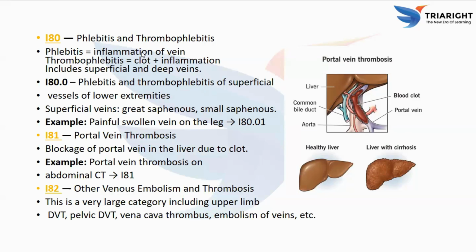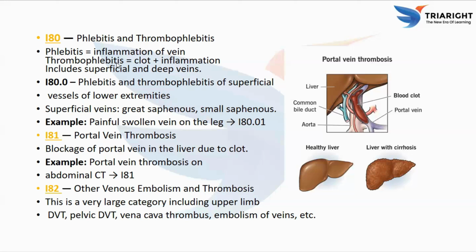Coming to I-80, what is it? It's phlebitis and thrombophlebitis. Phlebitis is nothing but an inflammation of a vein, meaning no clot. Thrombophlebitis: thrombo means a clot. So it's a combination of a clot plus inflammation. This can occur in both the superficial veins or the deep veins. What is the subcode of phlebitis and thrombophlebitis? I-80.0. It describes the phlebitis and thrombophlebitis of the superficial vessels of the lower extremities. Superficial veins means the veins which are just under the skin.